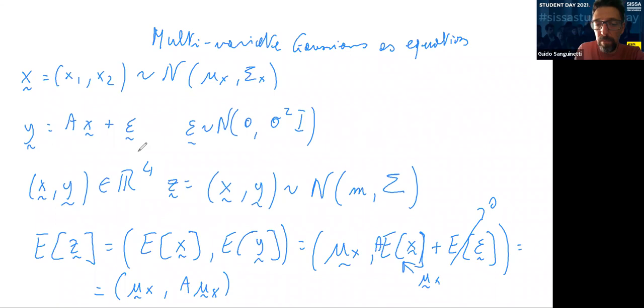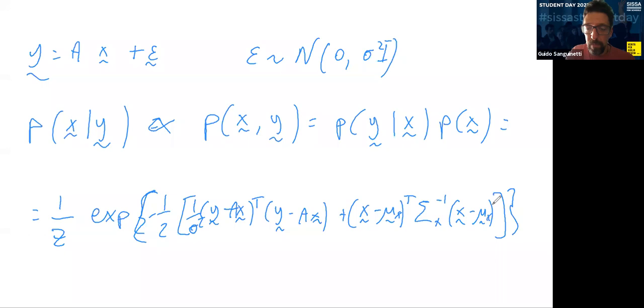And this was called mu x. Now I want to know what is the probability of x given y. As I said, when you want the probability of x given y, when you're conditioning on something, you're fixing it. So what it means, I look at this quadratic form, and I want to identify the quadratic terms and the linear terms. So I know that this must be equal, let's say Z prime.